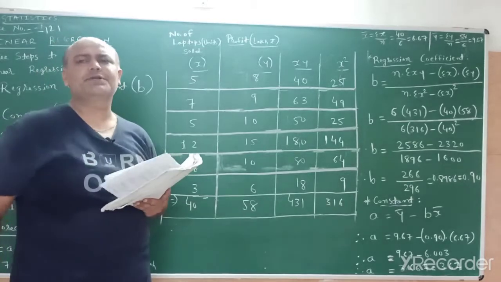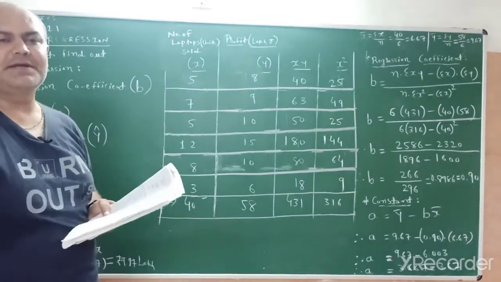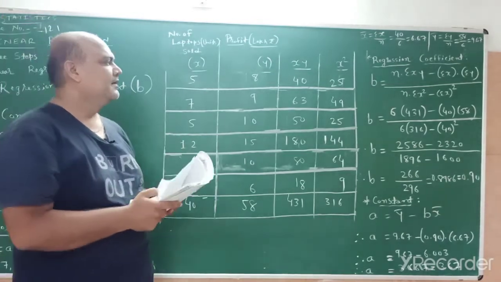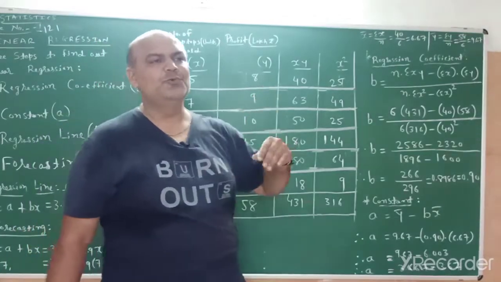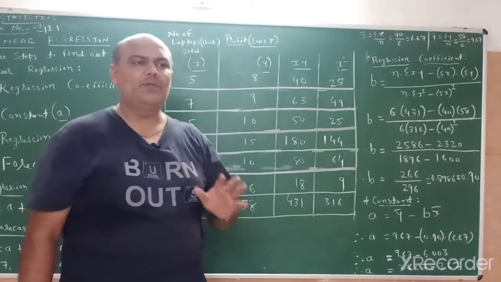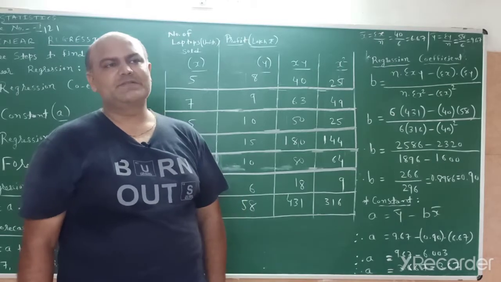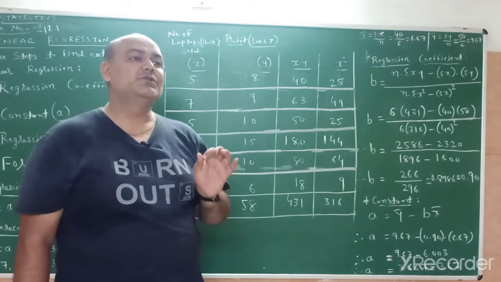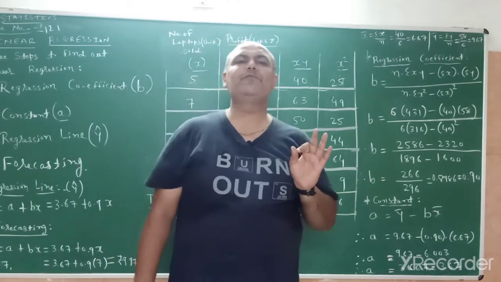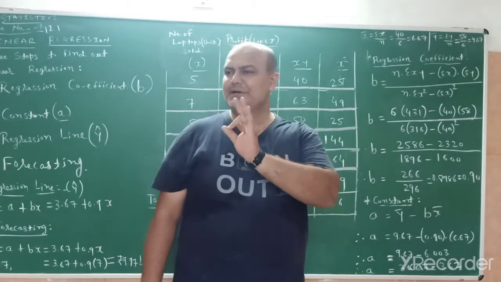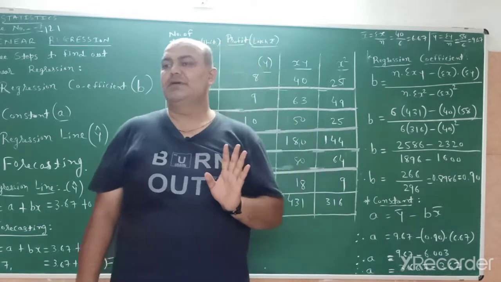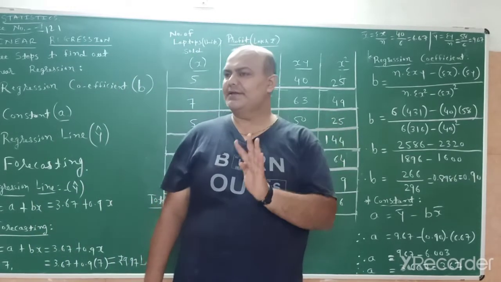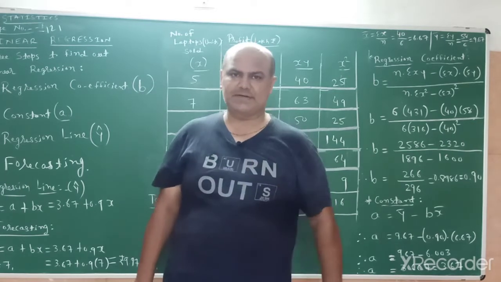By observing the question, students, we can decide which formula of regression coefficient we have to apply here. As you are also able to decide now, the observations are small. Small means less than 30. So here we apply the XY formula to find the regression coefficient. Three main steps: regression coefficient, constant and regression line, and at last forecasting.